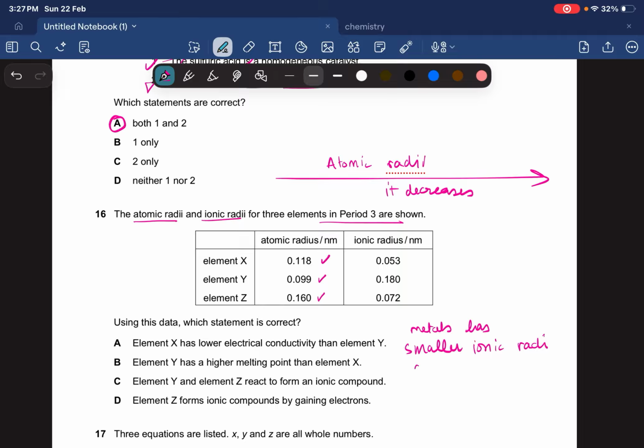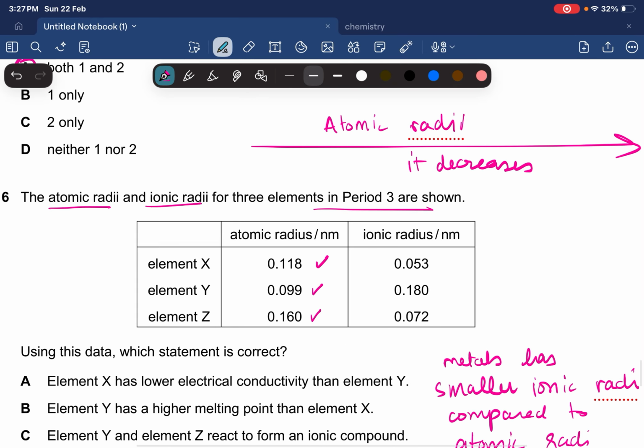Smaller ionic radii compared to your atomic radii, because they lose electrons. So the remaining electrons are pulled in sharper. We can see this fella has a smaller ionic radii, so definitely this is going to be a metal. Element Y has a greater ionic radii, so I'm considering it to be a non-metal that's gaining electrons. And element Z again has a smaller ionic radii, so this is also going to be a metal.